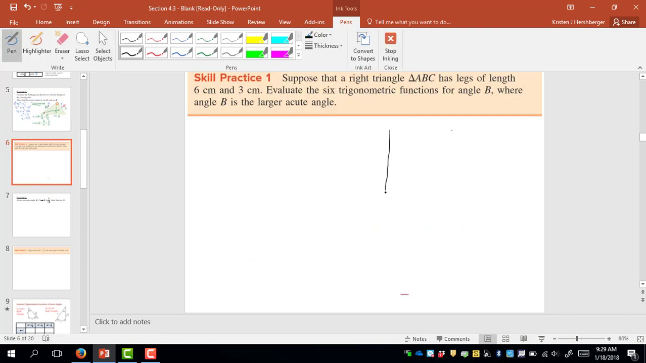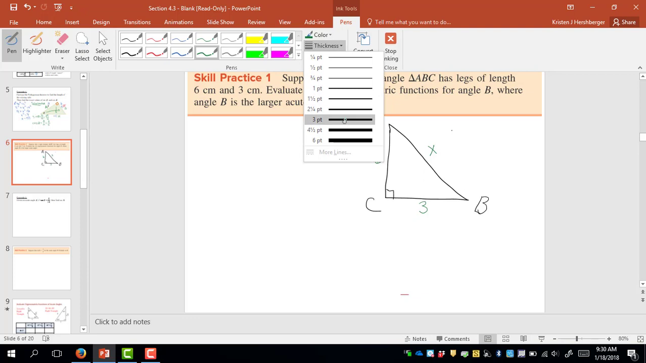So now here we have a right triangle ABC. We know that angle B is the larger acute angle. So we know that one of the acute angles needs to be B. We're told that the legs are 6 centimeters and 3 centimeters. So this leg is 6, this leg is 3. We don't know what the hypotenuse is, so we're going to have to use the Pythagorean theorem to determine the hypotenuse.